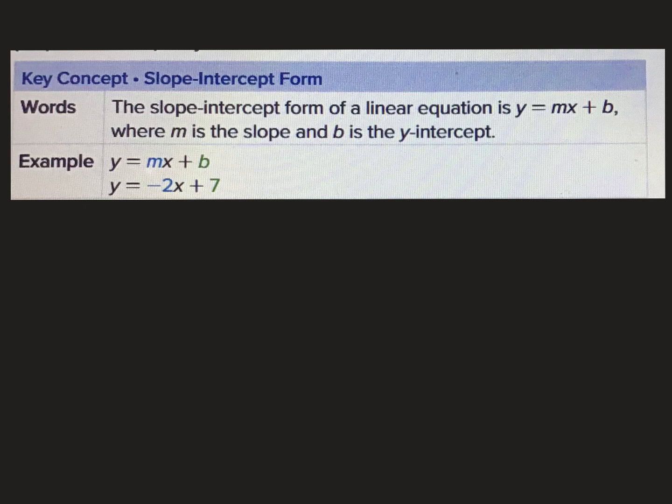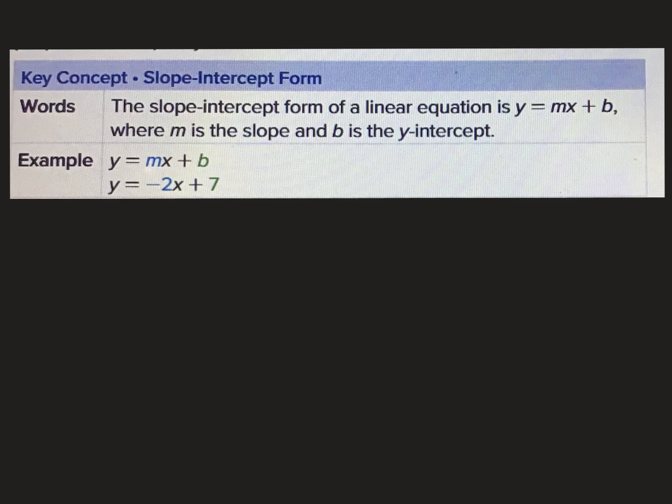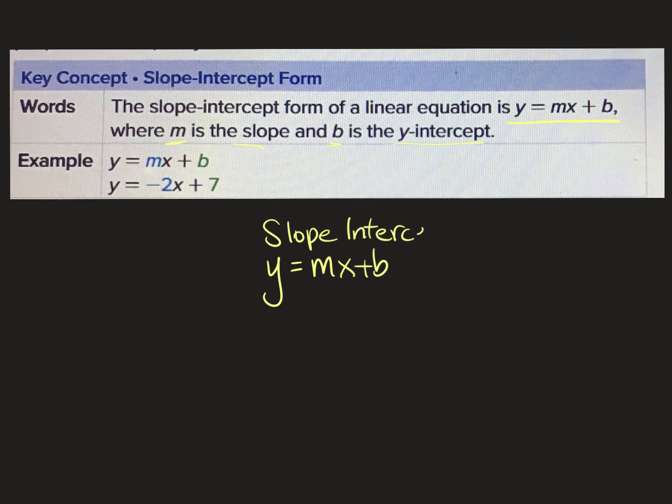So slope-intercept form is y equals mx plus b, where m is the slope and b is the y-intercept. You are welcome to write y equals mx plus b, and then you can put slope-intercept form above that. I am okay with you not having a complete sentence like this first initial sentence where it says words.